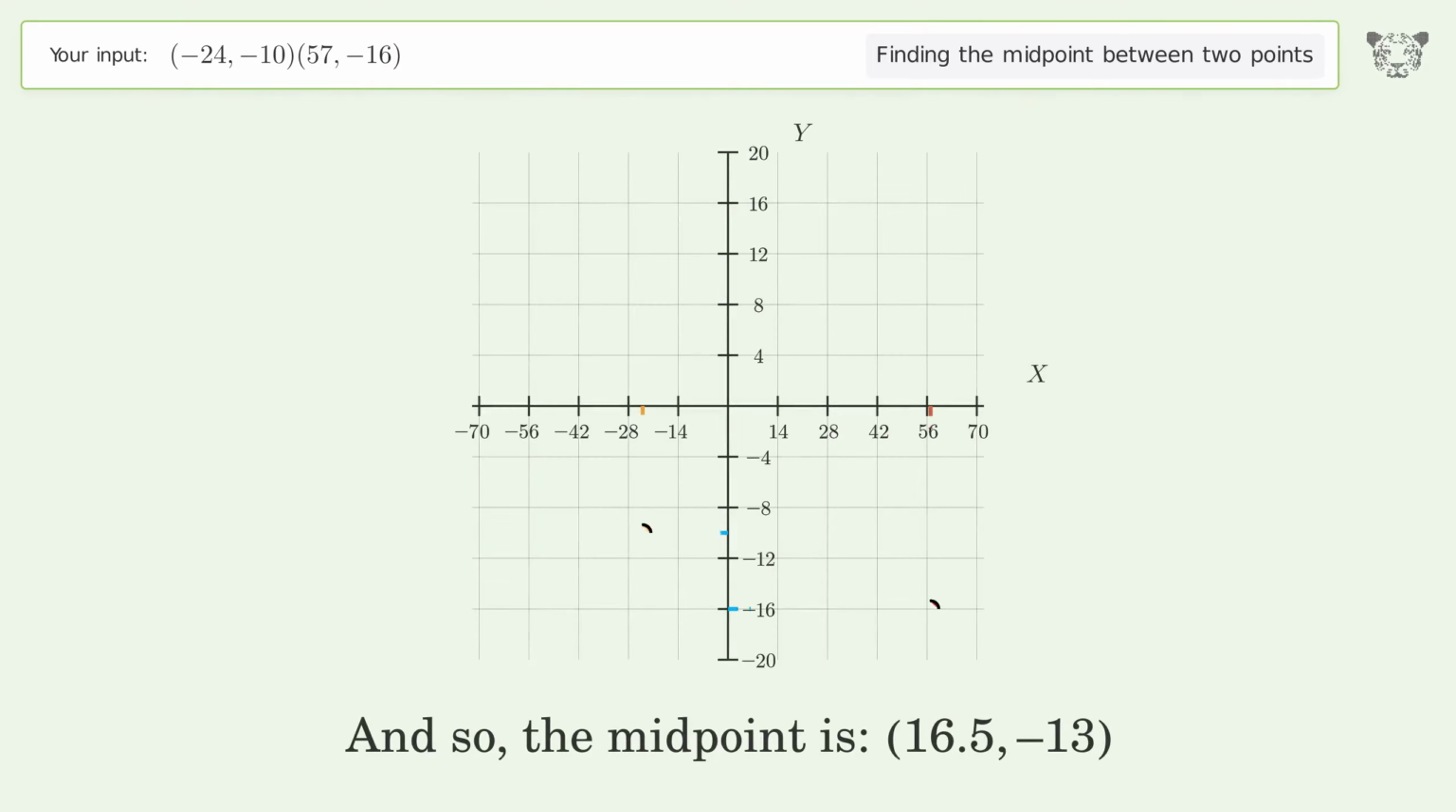And so, the midpoint is 16.5, negative 13.